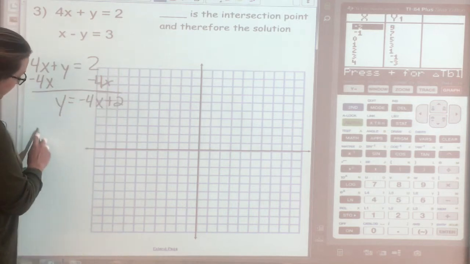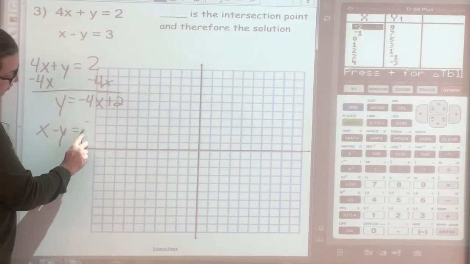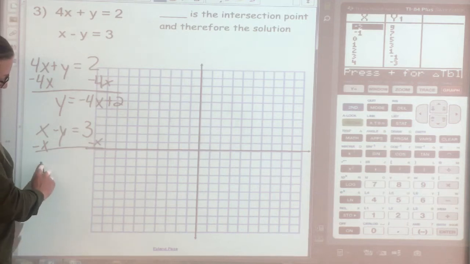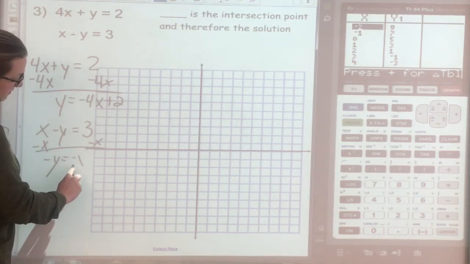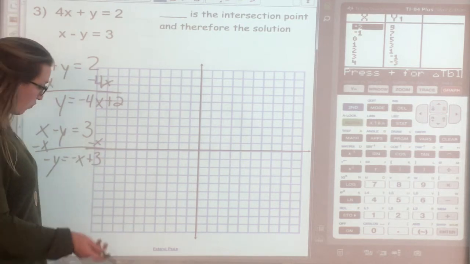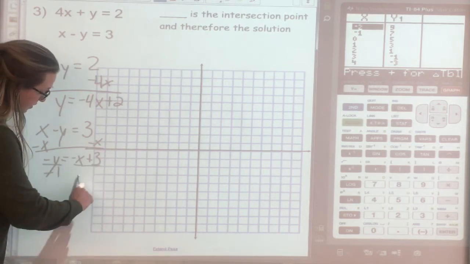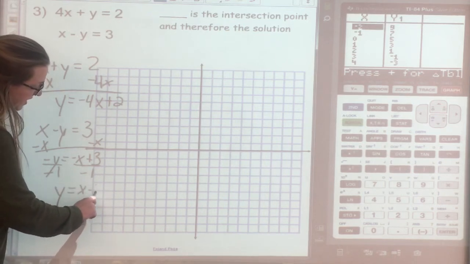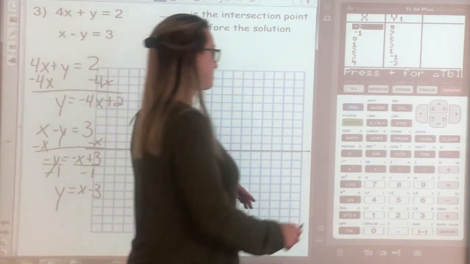Then we have x minus y equals 3. And we have to subtract x from both sides. You're left with -y equals -x plus 3. And now we have to divide by -1. So divide everyone by -1. And y is equal to x minus 3.